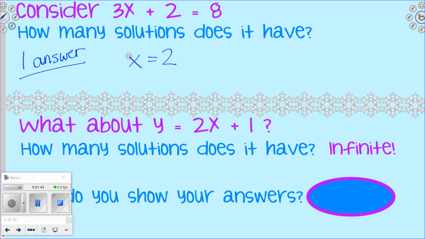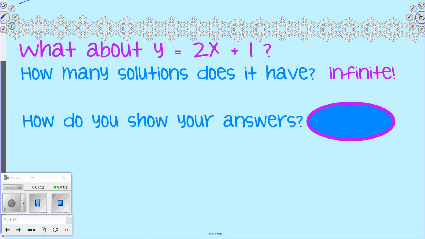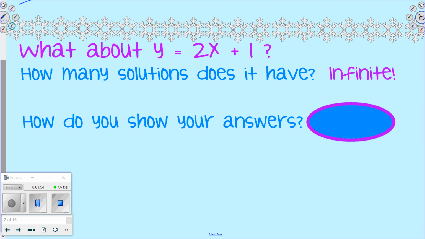It's an ordered pair. That's an x and a y. That's going to work. So it's an x and a y. If I plugged them in here, this would make sense. It'd be true. Okay. So how do you show your answers when you have an x and a y? Ordered pairs, guys. Ordered pairs. So it's an x and then comma and then y.